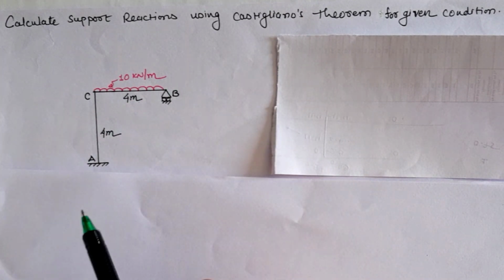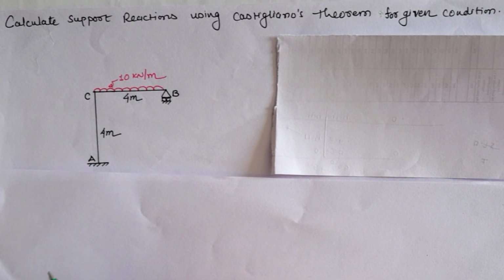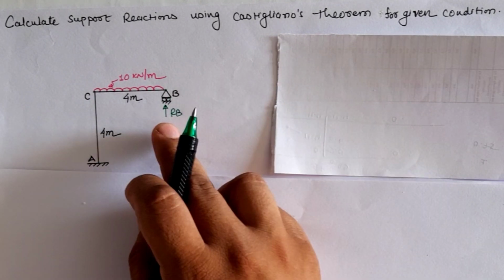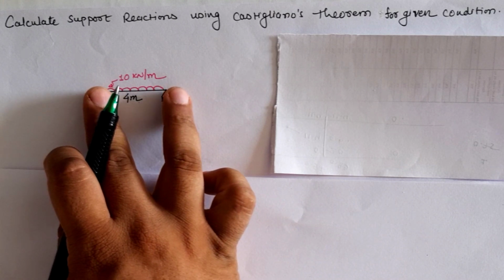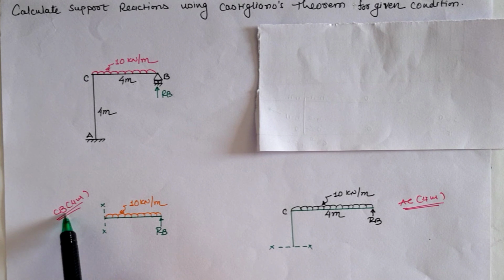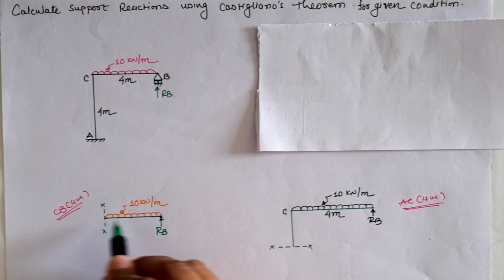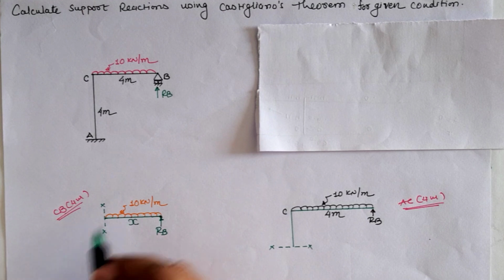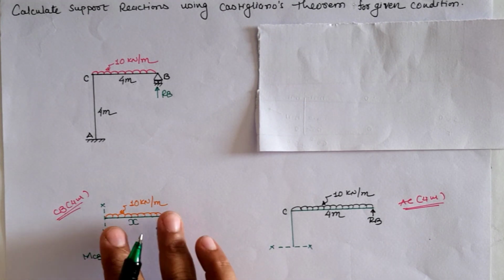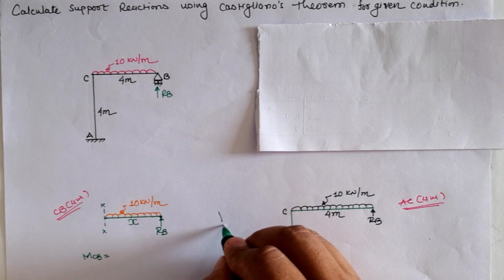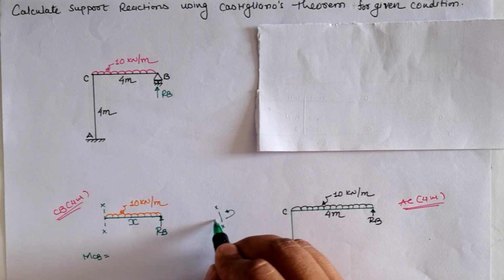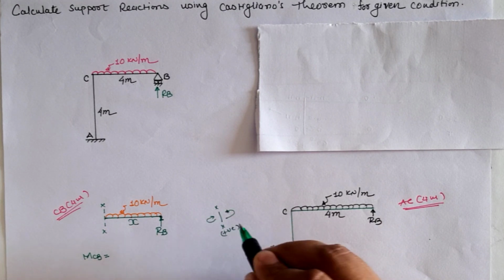Now for using Castigliano's theorem, first of all we have to assume a redundant reaction, and let us assume RB as the redundant reaction. Taking sections in the CB span and the A to C span, for the CB segment, if we take B as the origin, the sectional distance is x, and the moment in the CB segment is RB into x in anticlockwise direction. The sign convention says that on the section, right hand side anticlockwise and left hand side clockwise moment is treated as positive.